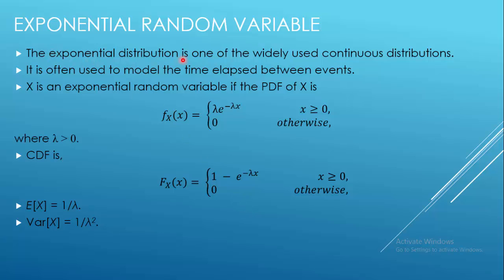The exponential distribution is one of the widely used continuous distributions. It is often used to model the time elapsed between events. X is an exponential random variable if the PDF of x is given as f of x is equal to lambda e raised to power minus lambda x. This is its PDF, and the CDF is 1 minus e raised to power minus lambda x, and expected value is 1 over lambda, and variance is equal to 1 over lambda square.